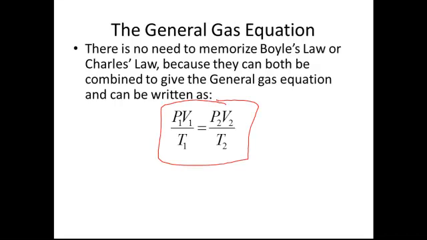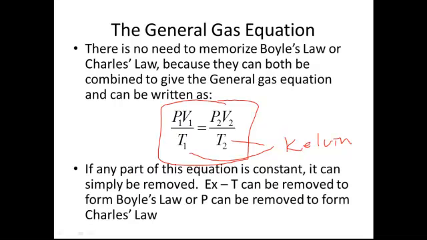So the initial pressure of the gas times its initial volume divided by the initial temperature is equal to the final pressure times the final volume divided by the final temperature. Just like in Charles' law, this temperature in both cases must be in Kelvin. Nothing new there. But what's kind of neat about this is this is basically Boyle's law and Charles' law together.